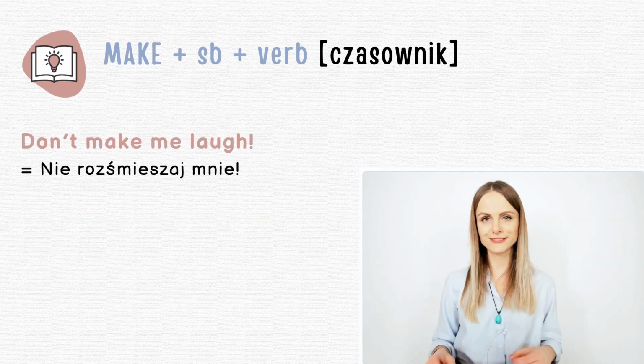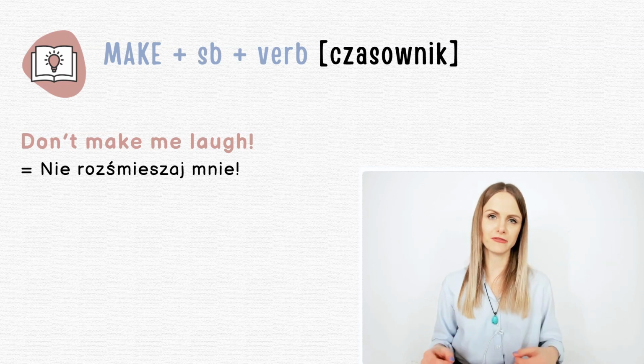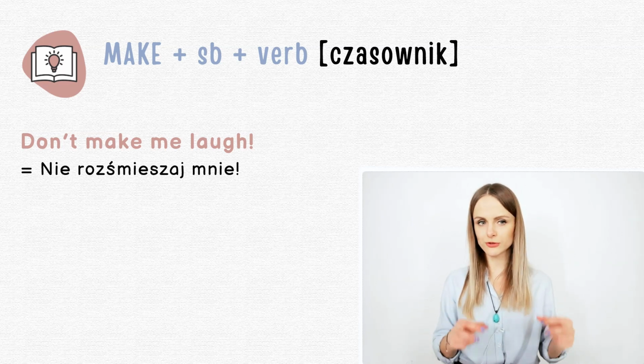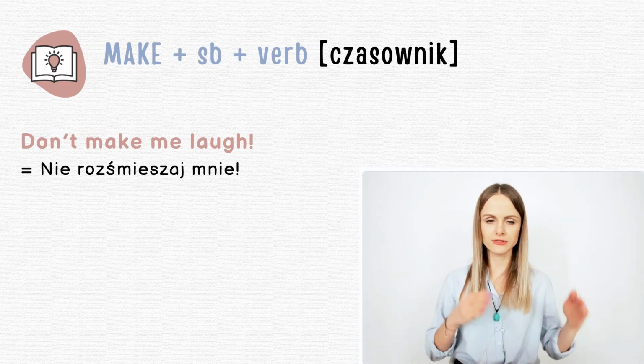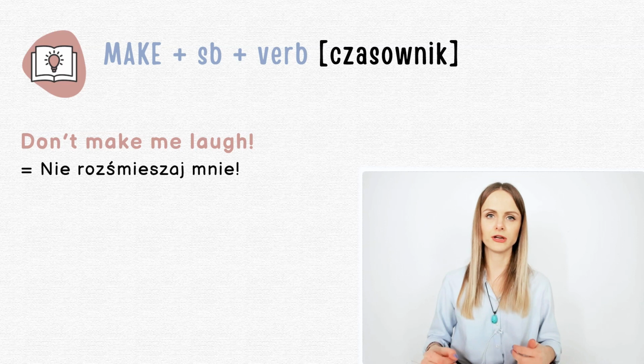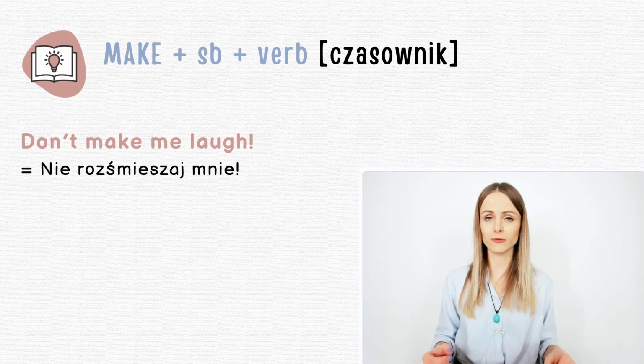You might have heard this one in some Netflix series or movies. Don't make me laugh. So again, we use the same structure. Make somebody do something, right? Don't make me laugh. Don't make her laugh, right? So this one is actually used in this ironic way when somebody is saying something which is ridiculous, for instance, and you could just say, don't make me laugh. It's ridiculous. Don't make me laugh, okay?